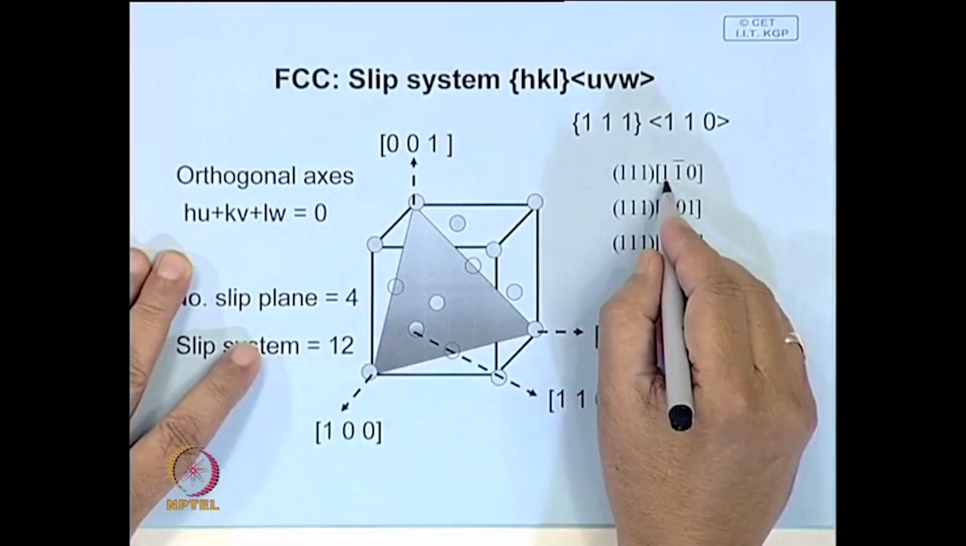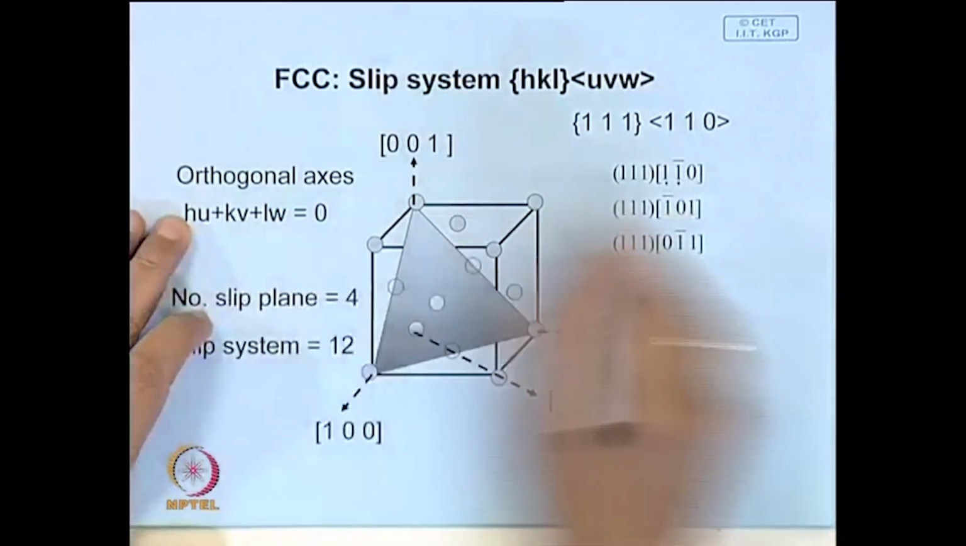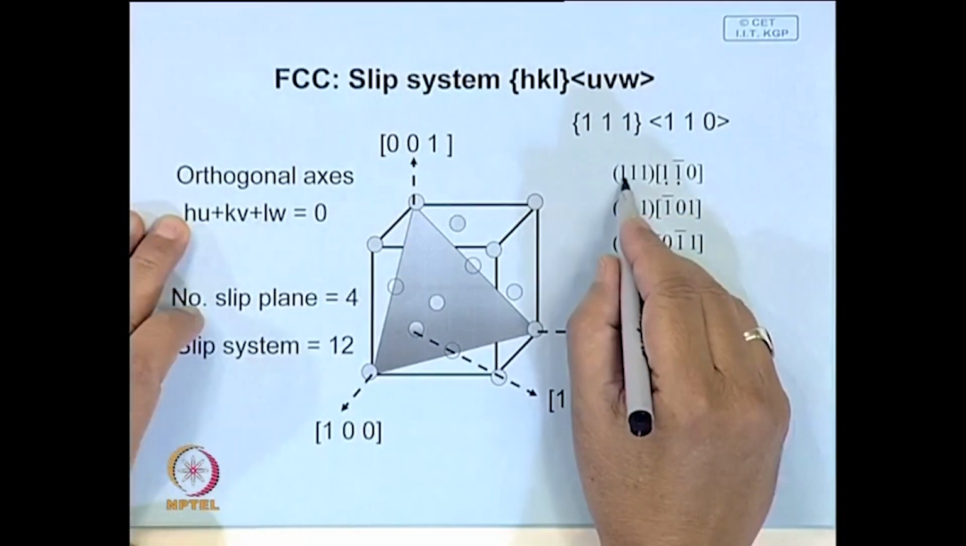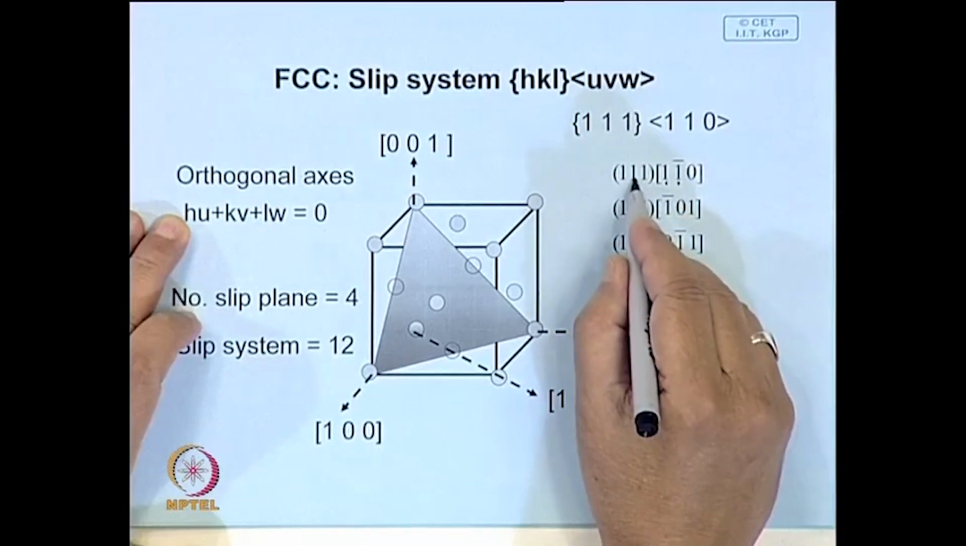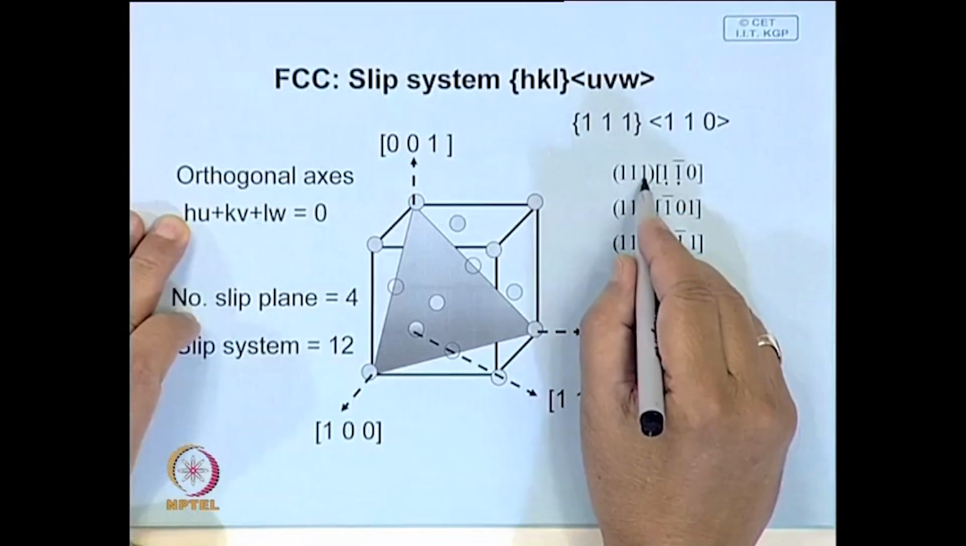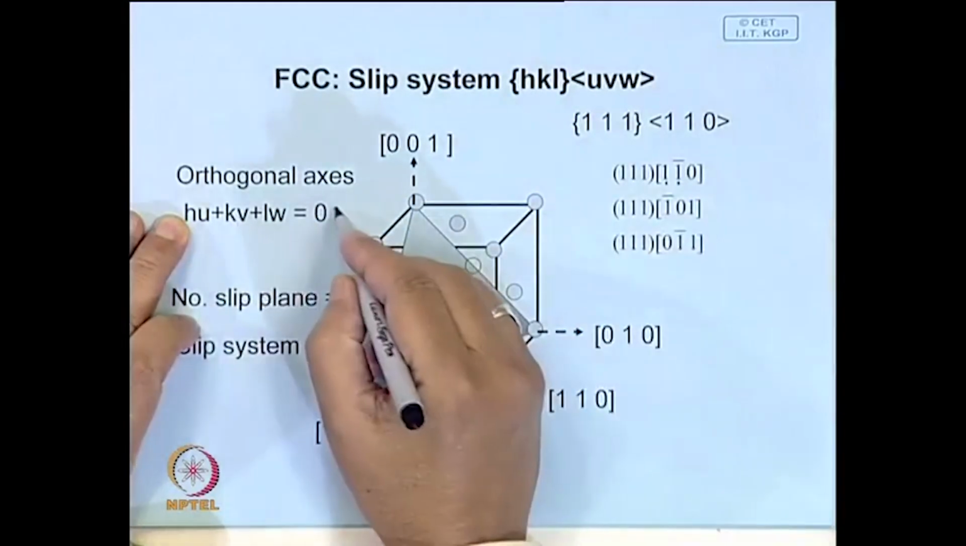So, one direction which is written over here, this is 1 1 bar 0. Now, you substitute here, you multiply, this is 1 times 1 is plus 1, this is minus 1 times plus 1 minus 1, and this is 1 times 0, 0. So, that means this satisfies this condition.